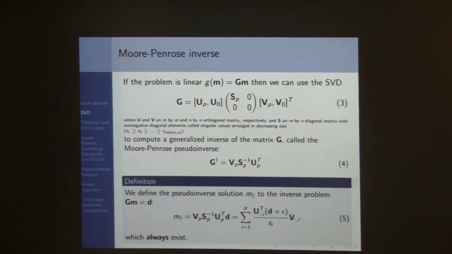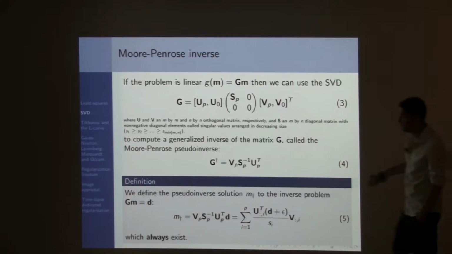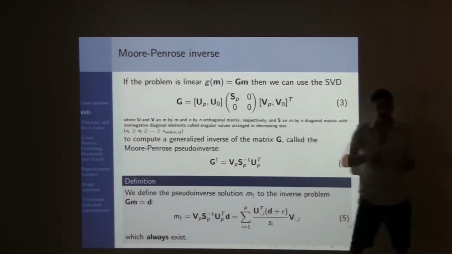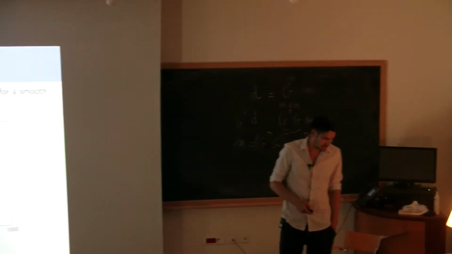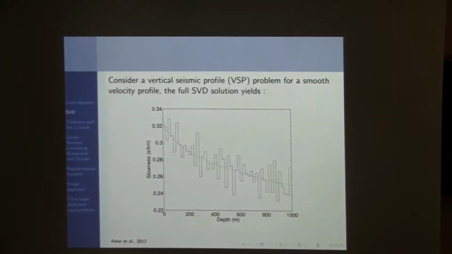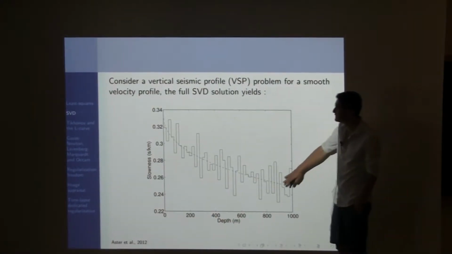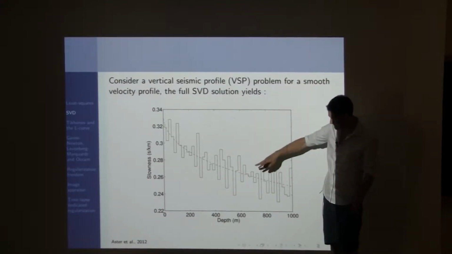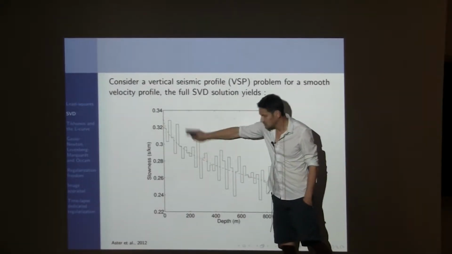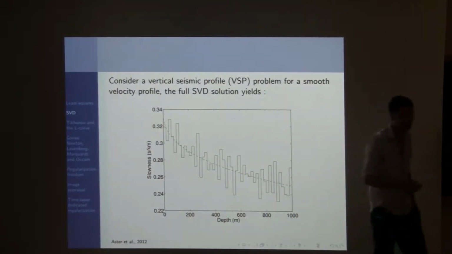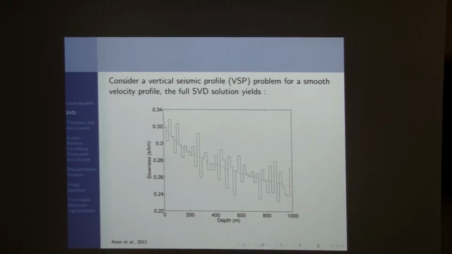So one way to solve the problem is to cut p to a certain p prime such that you have a stable solution. But it's not always easy to select. Oops, sorry. So if you solve the inverse problem, this is an example of a vertical seismic profile. You have the slowness as a function of depth. And if you use the full SVD solution, then you see that if this is your smooth solution, then you have a quite unstable solution around it.